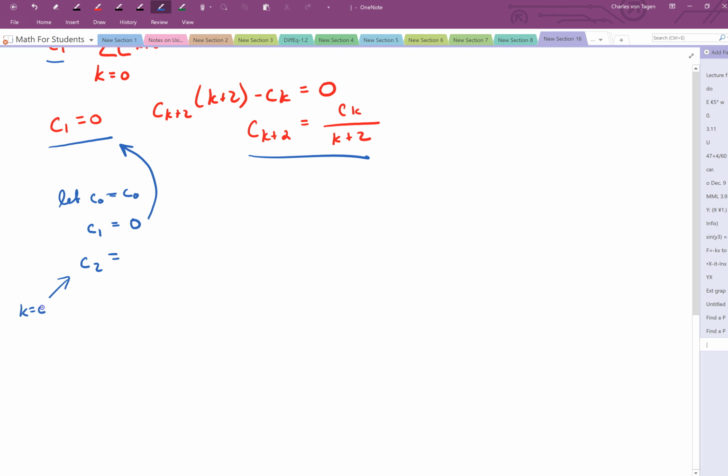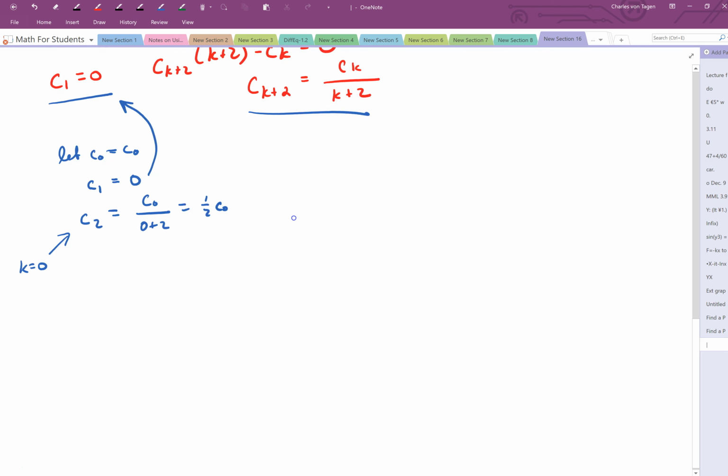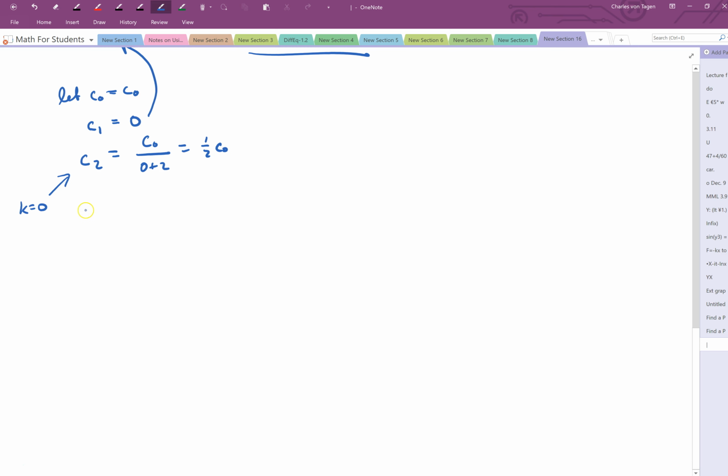This is the situation where k is equal to 0. So when k equals 0, we would have C0 over 0 plus 2, or 1/2 C0, is equal to C2. Okay? So then let's look at C3.